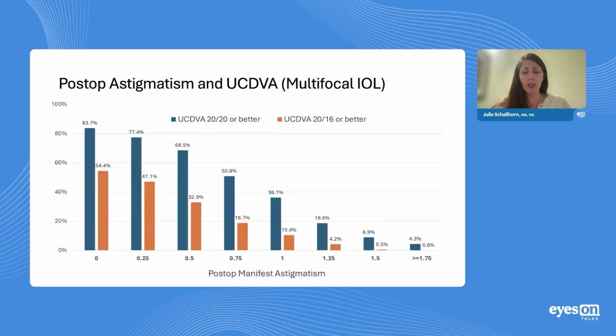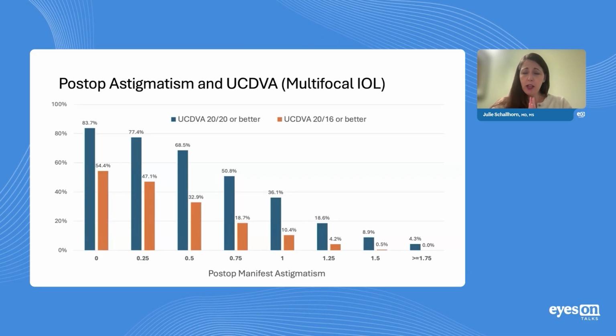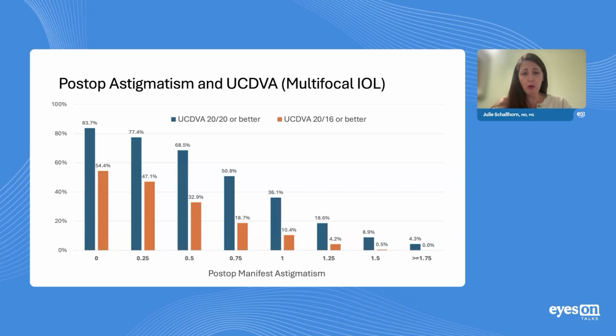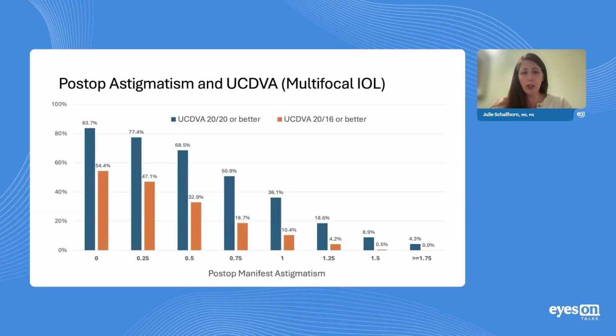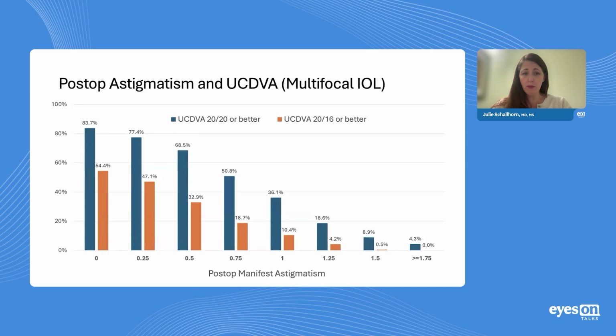Let's look at the outcomes. So post-operatively, the astigmatism had a really large impact on uncorrected distance visual acuity in the multifocal IOL group. This is looking at the percentage of patients in blue that are 20/20 or better, or the percentage of patients in orange that are 20/16 or better.